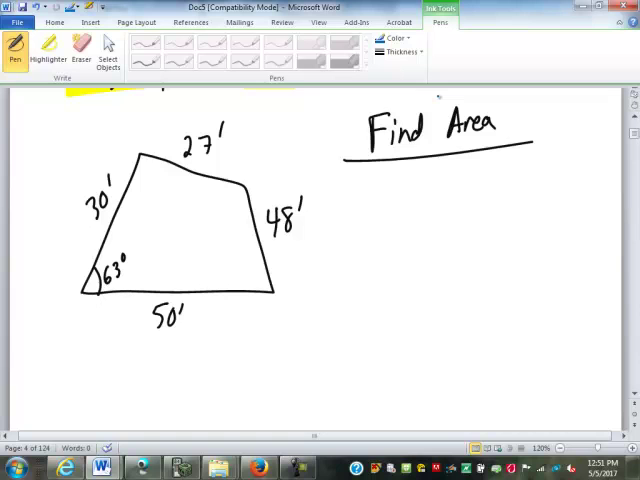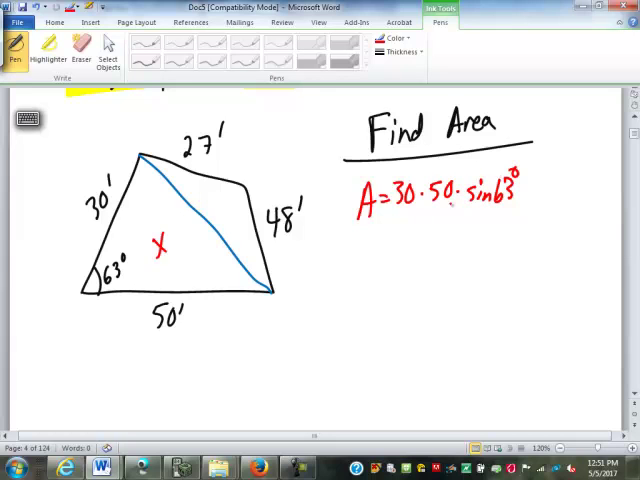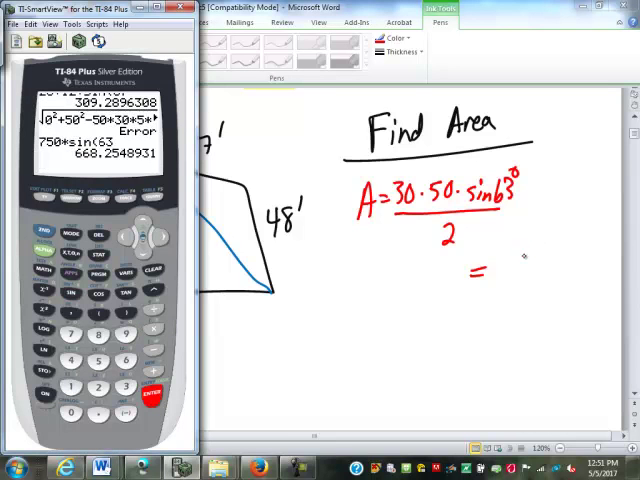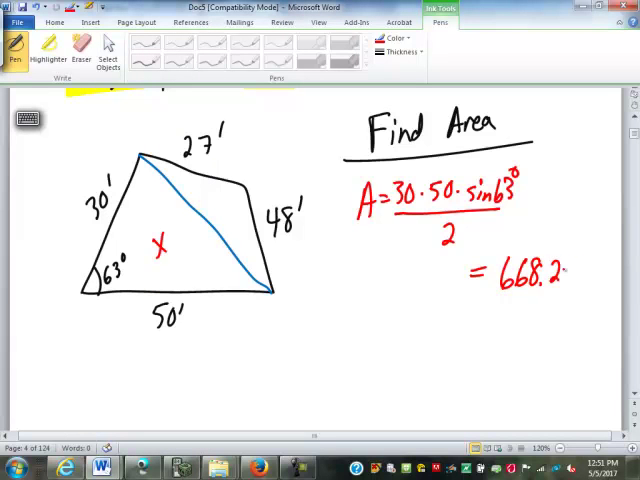Having some issues, aren't you? I'll give you a hint: cut it across here. So then you find the area of this triangle. Yeah, that area: 30 times 50 times the sine of 63 degrees. What do I have to remember to do? Divide by 2. So 668.25. That's feet squared. So that's that piece.